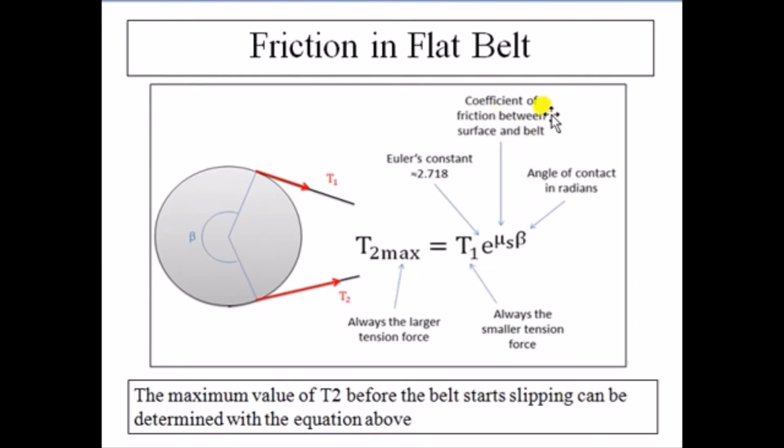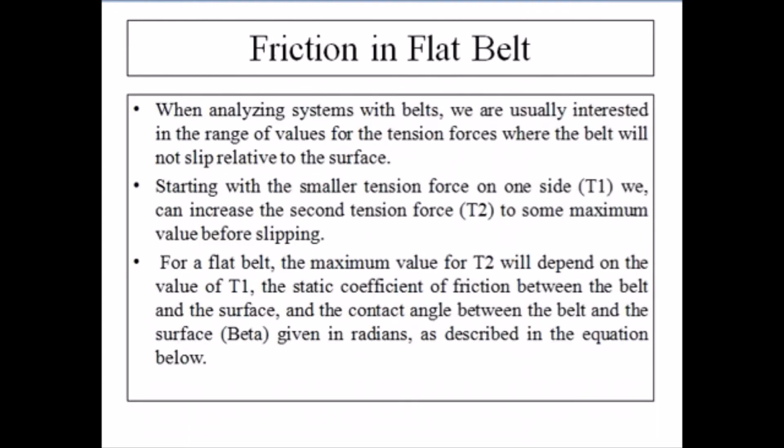Now what is this mu s? It is the coefficient of friction between the surface and the belt. This is what we have to determine in this practical. The e stands here for Euler's constant, and beta is the angle of contact in radians. This is the angle of contact. Angle of contact of what? The belt and the cylinder. The maximum value of T2 before the belt starts slipping can be determined with the above equation. So we can determine the maximum value of T2 based on this equation.